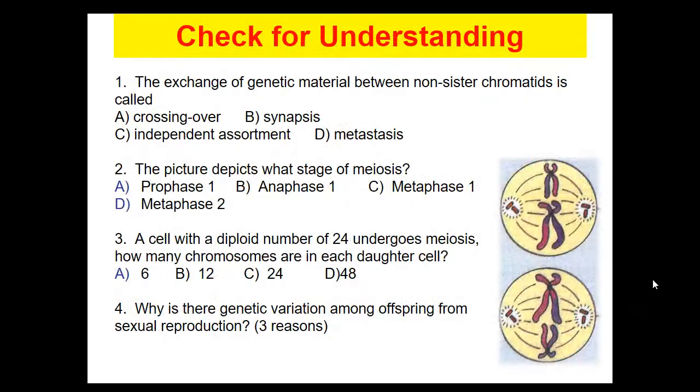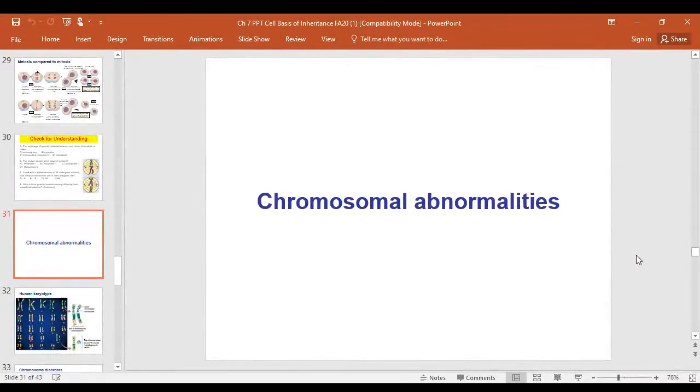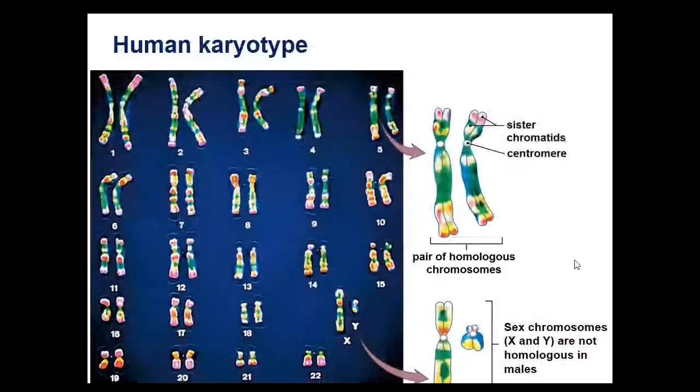Okay, some practice questions. Chromosomal abnormalities. How far are we here? Keep going a little bit more. Okay.